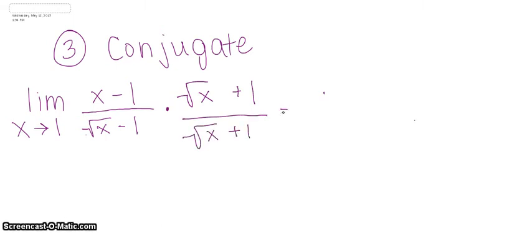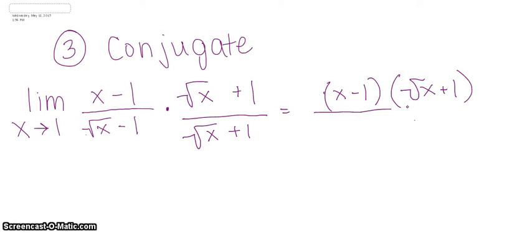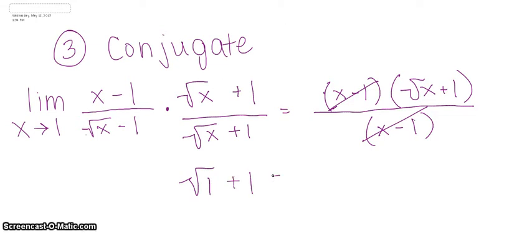For example, we have the limit as x goes to 1 of (x - 1)/(√x - 1). We can multiply both the top and the bottom by the conjugate of the bottom, which would be √x + 1, and that would give us √x + 1, so when we plug in 1, we see that the limit would be 2.